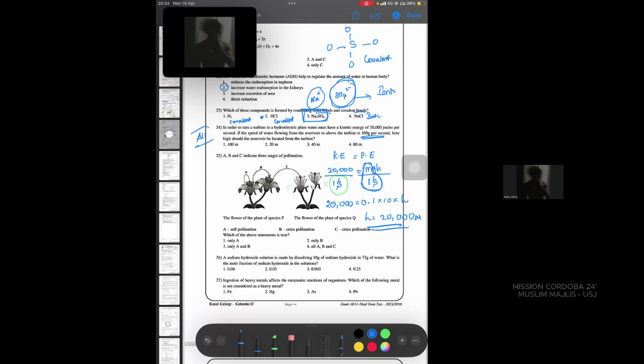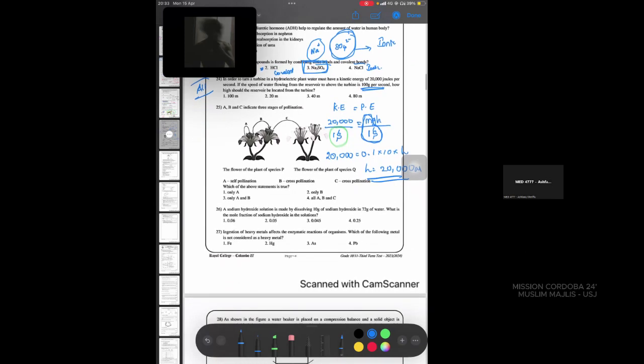Perfect. Three stages of pollination. A is self or cross? Self. B? Cross. A is self, because within the same plant, maybe a different flower, but the same plant, it is still self. B is wrong. C? Cross-pollination. So the correct ones are A and C. There's no answer for that, so this is also all. But the correct answer is A and C.